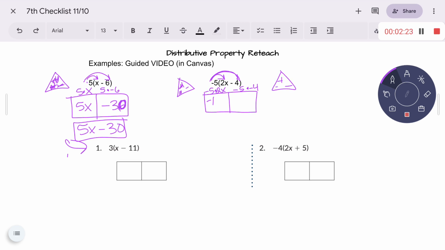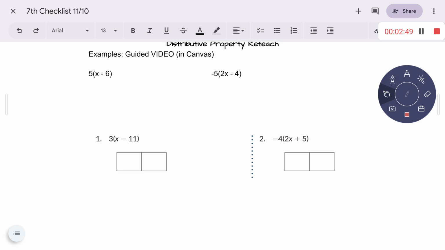So over here I was doing negative times positive. Negative times positive is a negative. 5 times 2 is 10, and put the x. Okay. Then negative times negative is a positive. 5 times 4 is 20. So this would be negative 10x plus 20. Please feel free to look back at the examples. Okay. So I'm going to move us down.